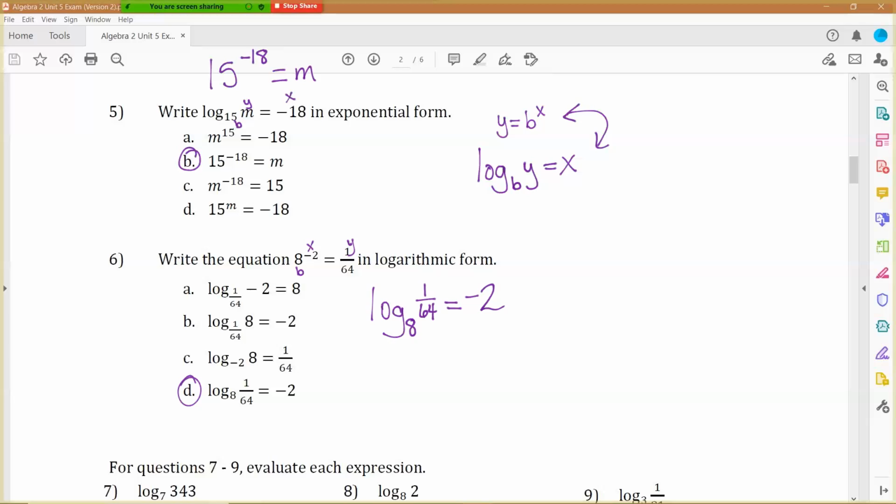These are both worth 2 points apiece. They're all or nothing. So take your time, get your 4 points for those questions.